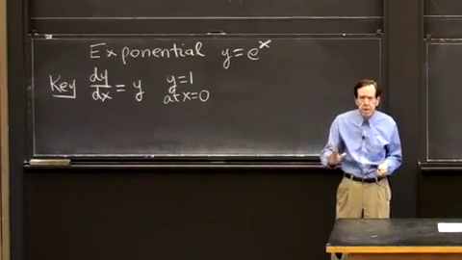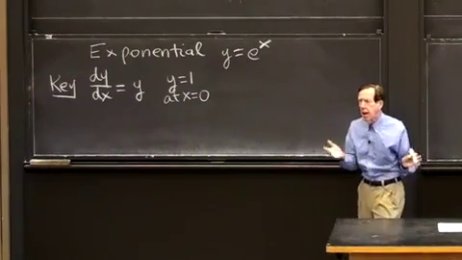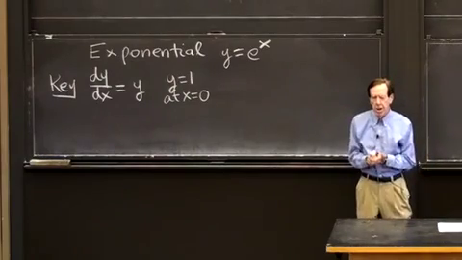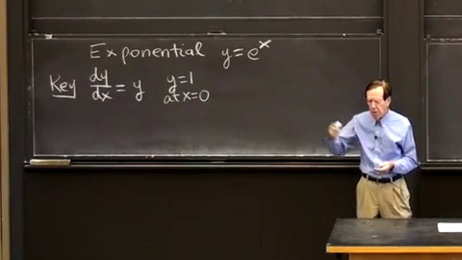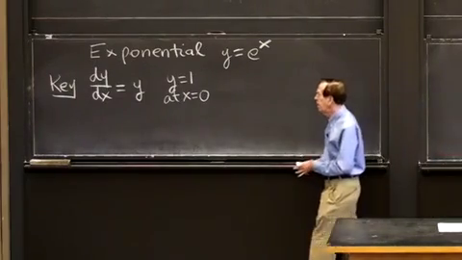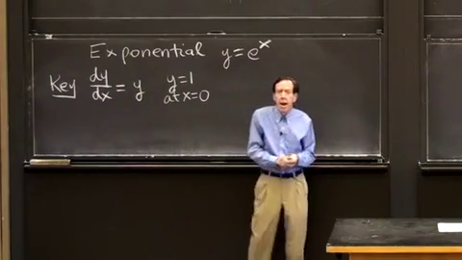It climbs much faster than x to the 100th power. You might take y equal x to the 100th. That's climbing pretty well. 2 to the 100th, 10 to the 100th, but no way, it doesn't come close to keeping up with y equal e to the x.